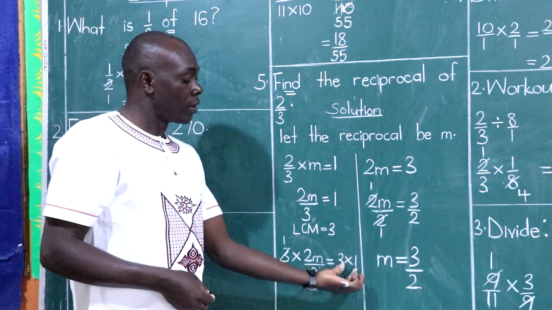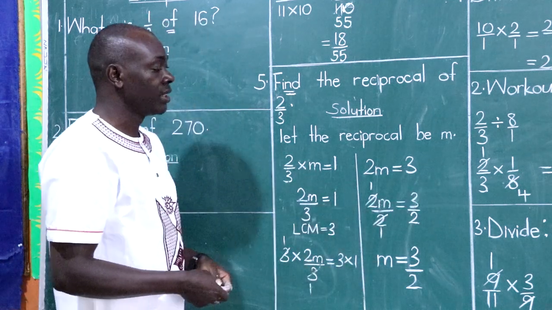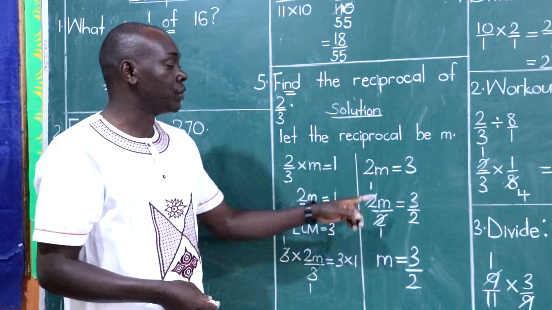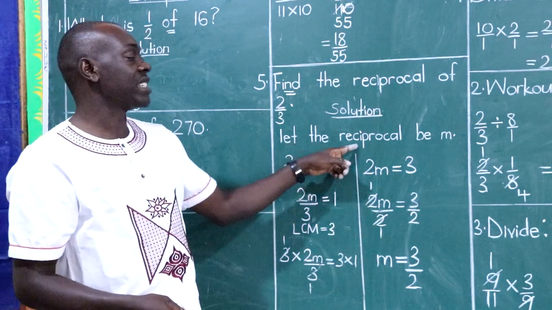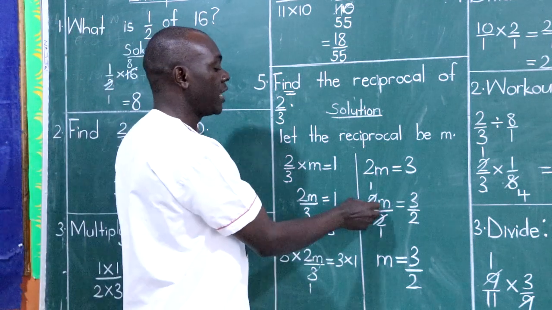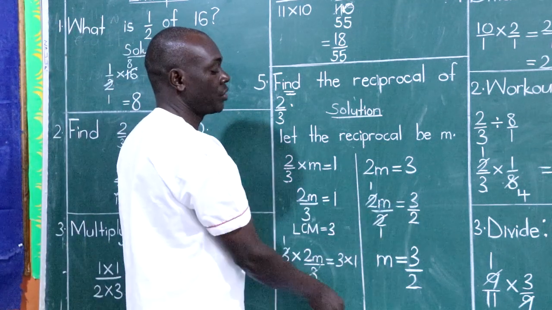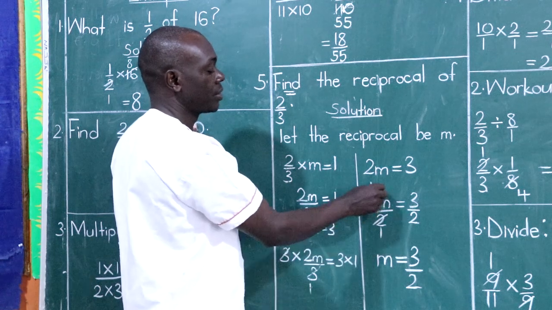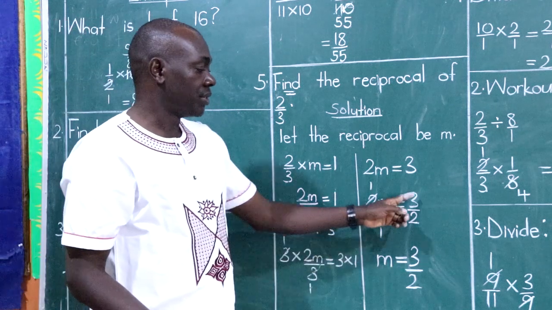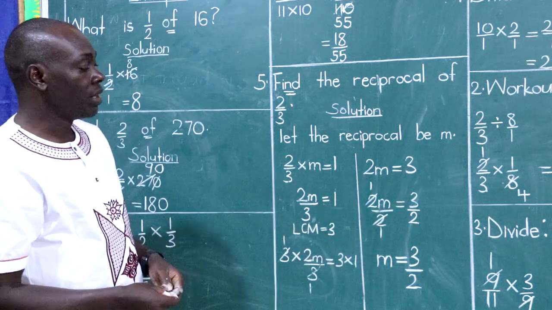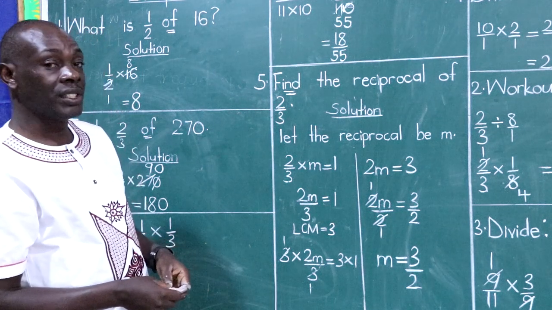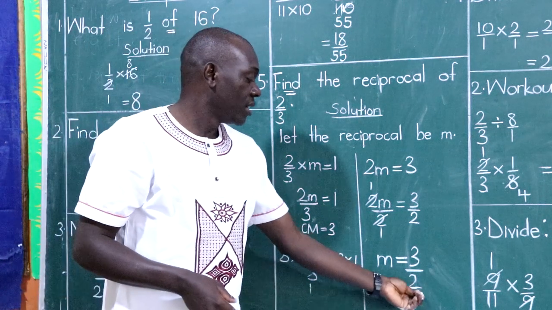So 2m is equal to the product on this side, which is 3. Now, if 2m is equal to 3, then we divide either side by 2 to remain with m, which was baptized as our reciprocal. So we divide 2m by 2 and 3 by 2, and cancel by 2 once, by 2 once, thereby getting m, which is equal to 3 out of 2. It should be noted that the reciprocal, as it comes, you leave it like this.